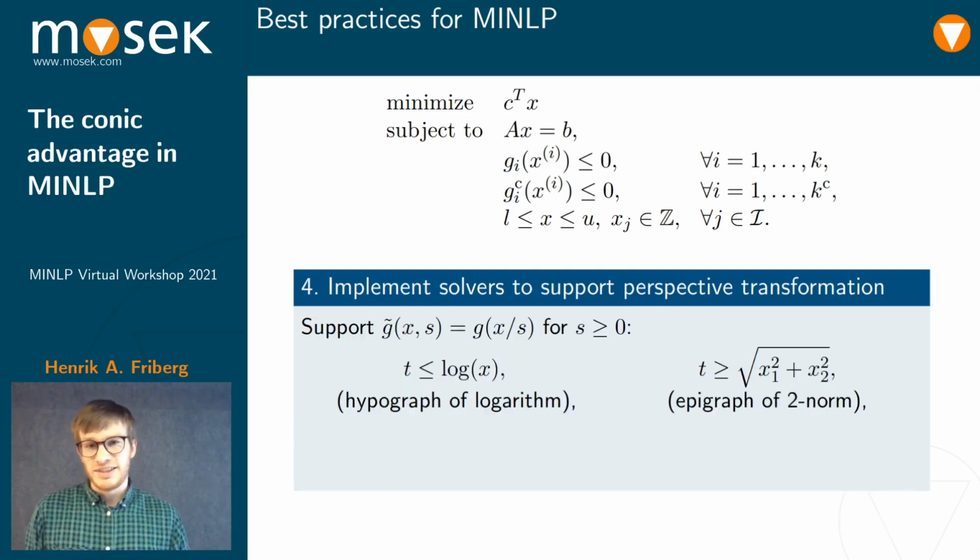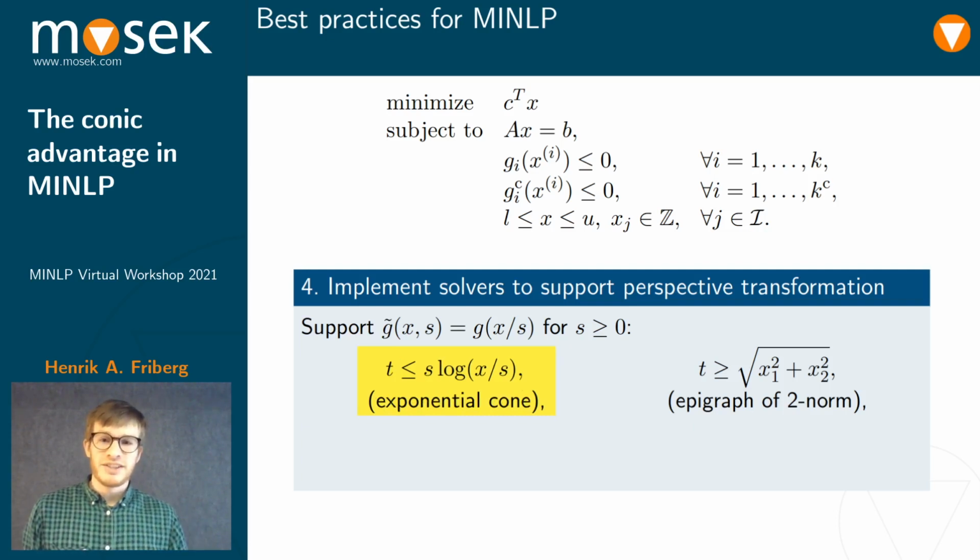Going into the details, if you want to support the perspective transformation, you need the variant of the atom which is homogeneous, that is, in which all variables are scaled by a non-negative factor. Let me take the examples from previously. In case of the hypograph of the logarithm, we would be scaling each variable by a perspective variable s, and if we rearrange this, we can recognize it as an exponential cone.